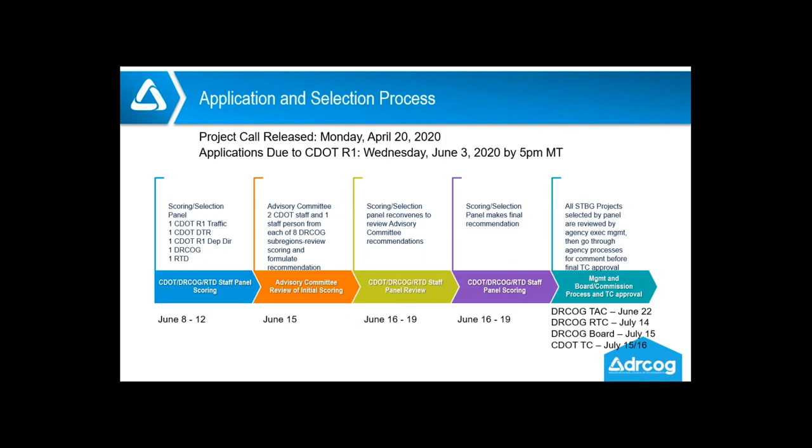So the application and selection process that's anticipated: we expect to release the call for projects on or about Monday, April 20th. That would follow the approval of the eligibility and selection process by all of the committees, as well as the approval of the funding program by the DRCOG Board and the Transportation Commission. Applications would be due to CDOT no later than Wednesday, June 3rd by 5 p.m.